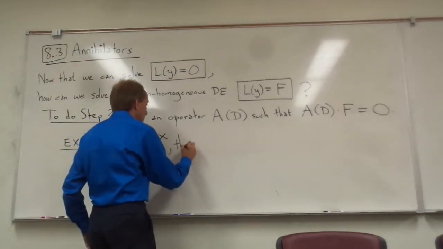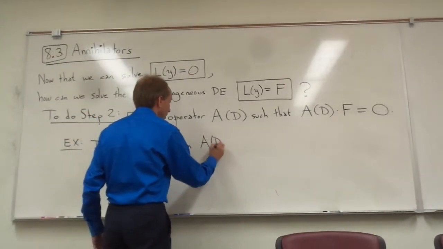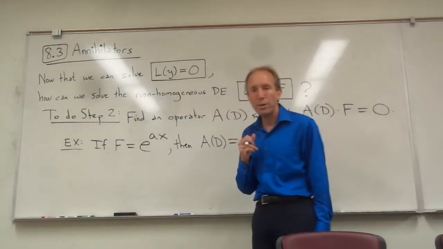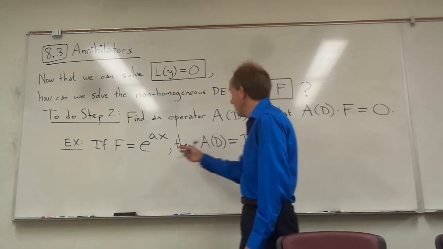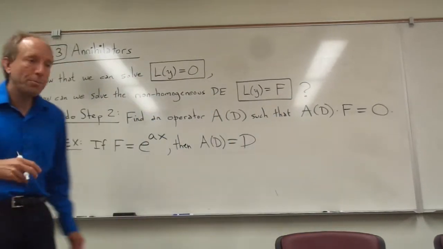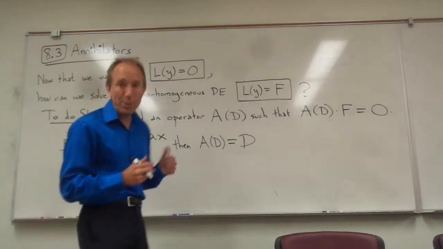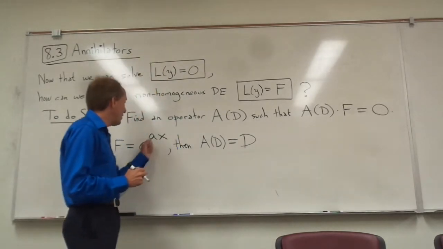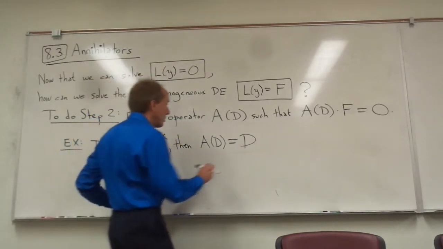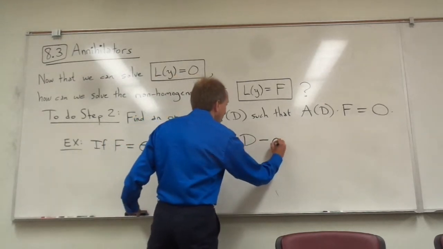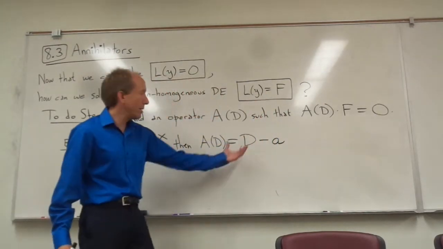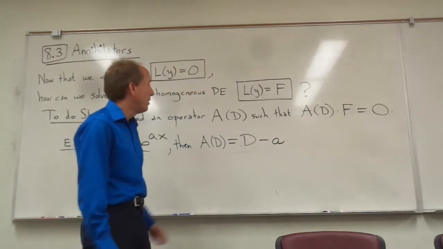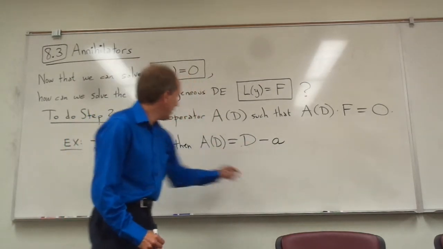And I want to annihilate it using derivatives. I want to use derivatives in such a way that it becomes 0. Well, if I take a derivative of e to the ax, I'm just going to get a times e to the ax. Right? So the derivative of e to the ax is a times e to the ax. So if I make this annihilator expression, D minus little a, that is going to annihilate e to the ax.